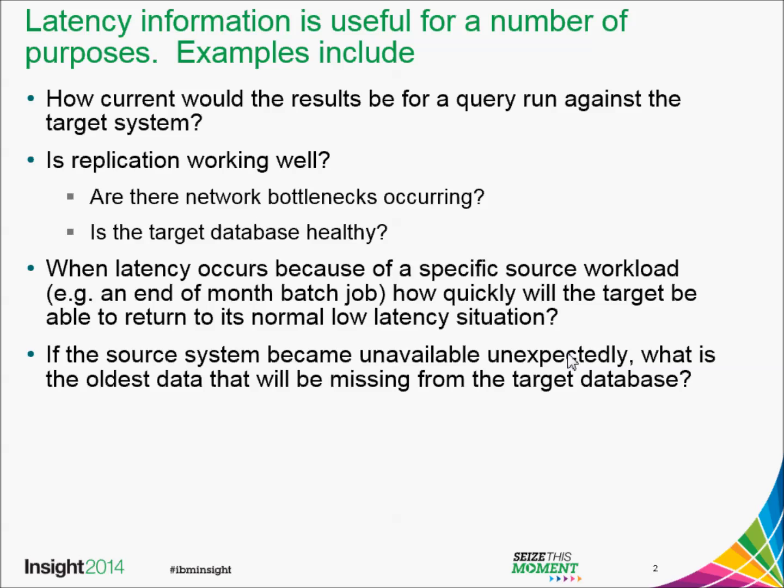If latency spikes for some reason, say an end-of-month batch job, how quickly will it go back down? If the source system becomes unavailable, what data didn't make it to the target and thus won't make it to the target until the source becomes available again? Or, just as a general measure of replication health, if there's network bottlenecks or resource issues on the source or target systems or any other number of environmental issues, that can reduce the throughput that replication is able to maintain, and that can cause an increase of latency. So latency is a good measure of the overall health of your replication environment.